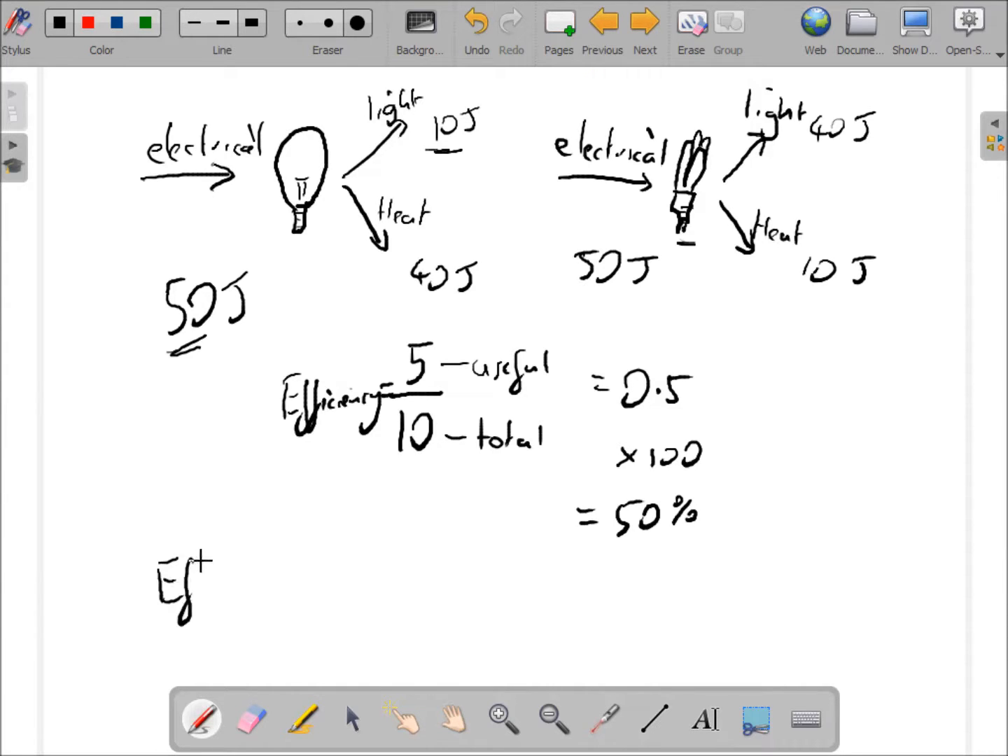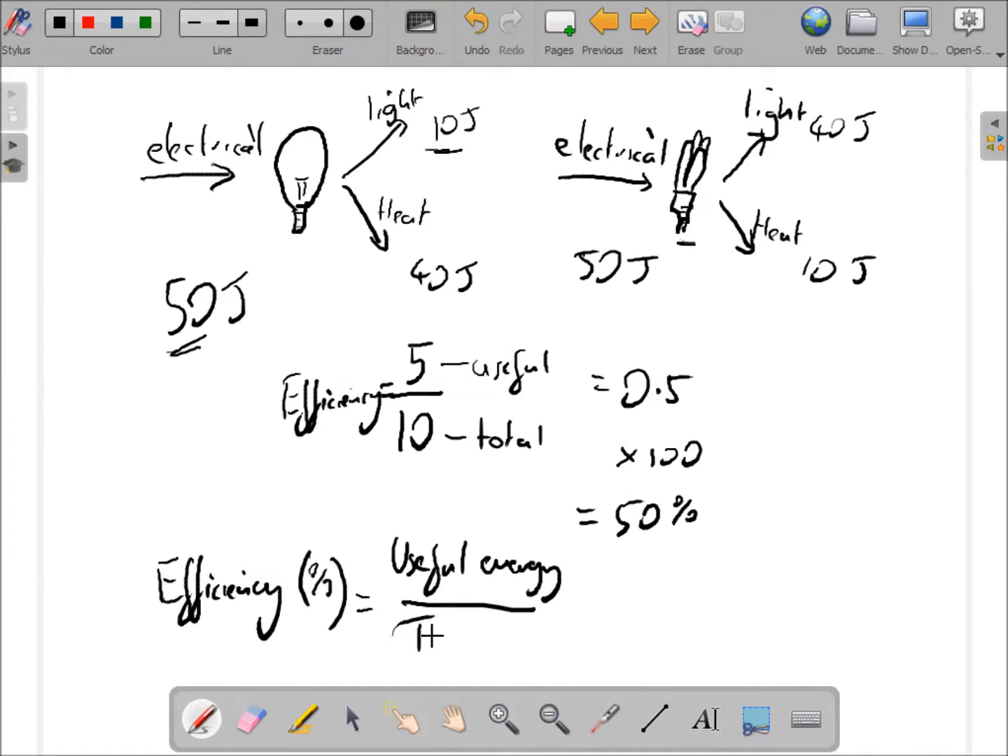So our final equation is efficiency as a percentage is equal to the useful energy divided by the total energy supplied, times by 100 if you wanted to get it into a percentage.